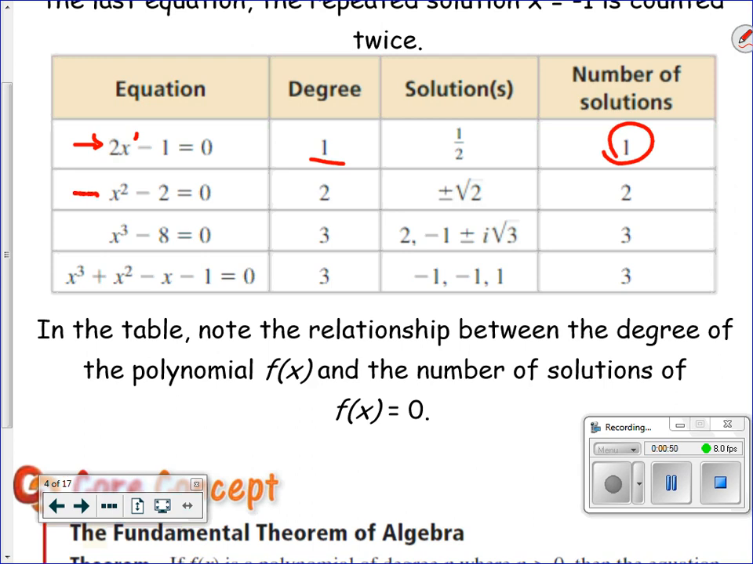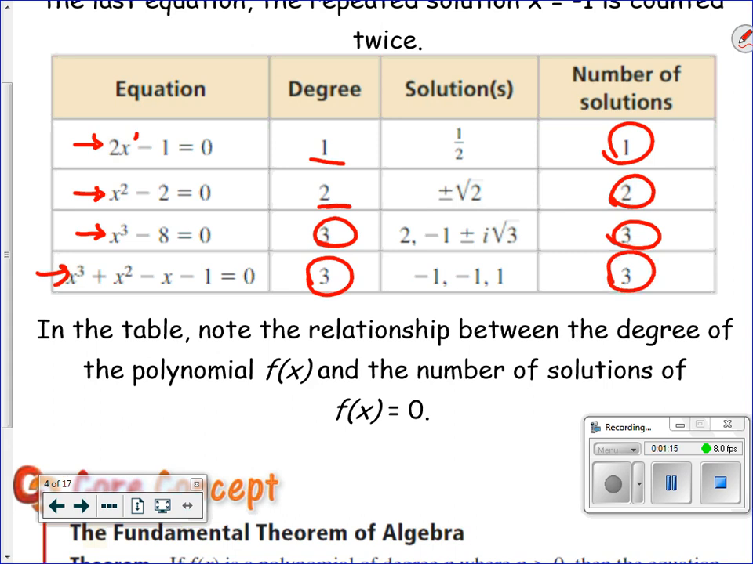Okay? This is quadratic. The degree is 2, exponent of 2, obviously. It has 2 solutions. This is cubic. It has a degree of 3, an exponent of 3, and that has 3 solutions. Once again, a degree of 3, because it has an exponent of 3, and it has 3 solutions.